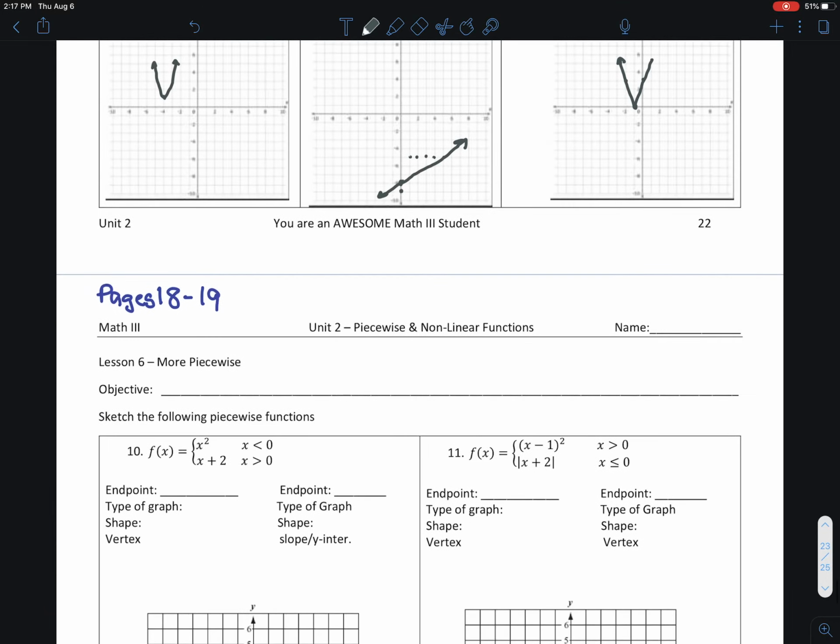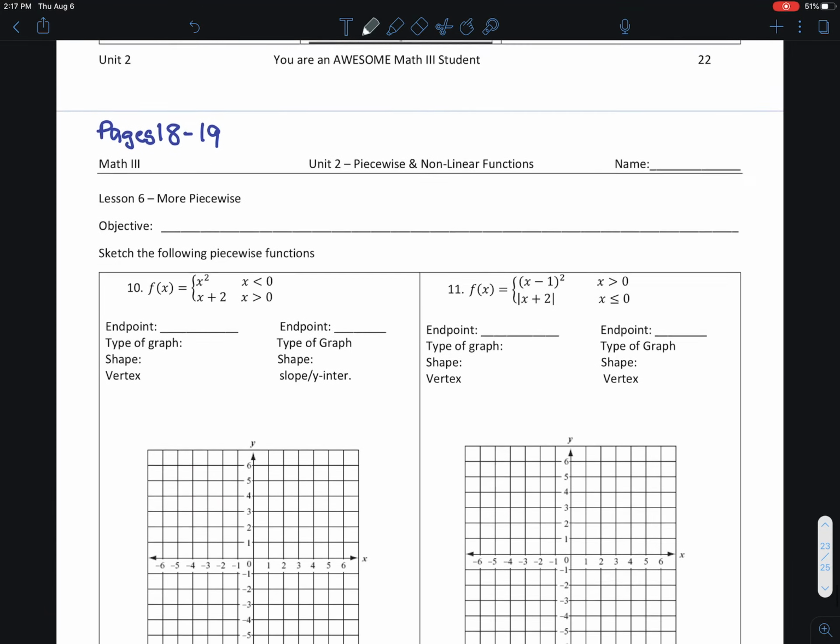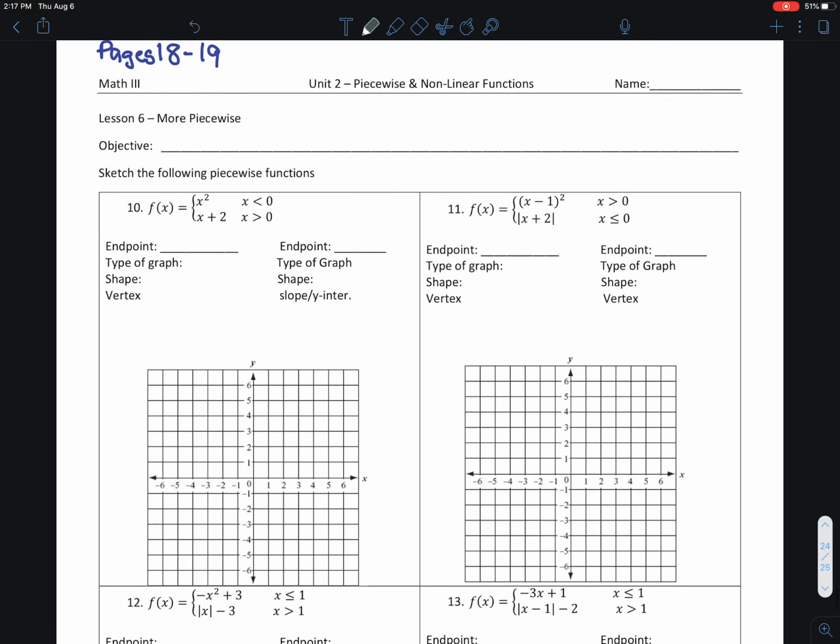It looks like that. Okay. Alrighty. So that's the answer for the bell work. So now today what we're going to do is we're graphing piecewise functions.